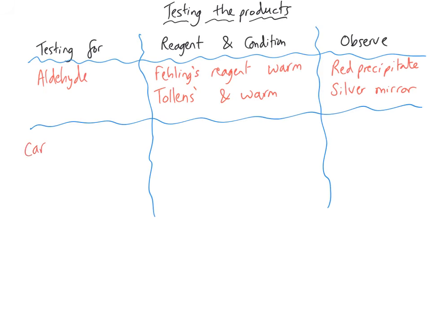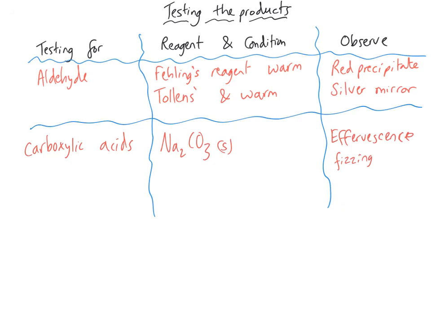We also make carboxylic acids in this reaction. And for carboxylic acids, we need to add sodium carbonate solution or sodium carbonate powder. Powder actually works better. And what we see is effervescence. That just means fizzing, but it's a very nice word, so I like to use it when I can. The reason we get that is carbon dioxide gas has been produced. I should say the reason we get the silver mirror before is we are getting a precipitate of solid silver, and the red precipitate is a precipitate of copper(I) oxide.